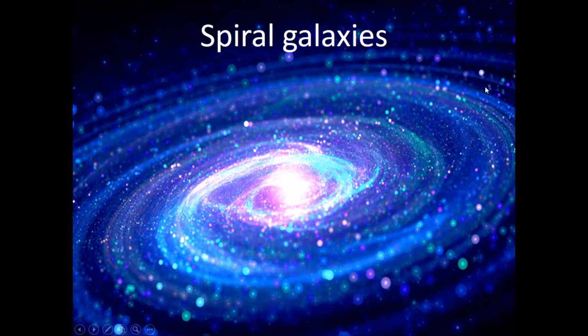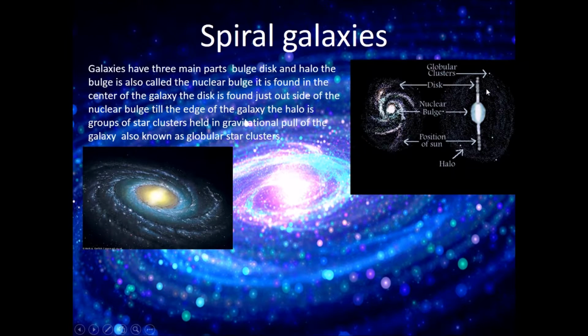Spiral galaxies. Galaxies that have 3 main parts: the bulge, disk, halo. The bulge is also known as the nuclear bulge. It is also found in the dead center of the galaxy. The disk is just outside, and it is the main frame of the galaxy that is composed of all the stars. And then there is the halo, which is globular star clusters. As I was saying earlier, they are held in place by gravitational pulls. And in this case, it is of this galaxy.